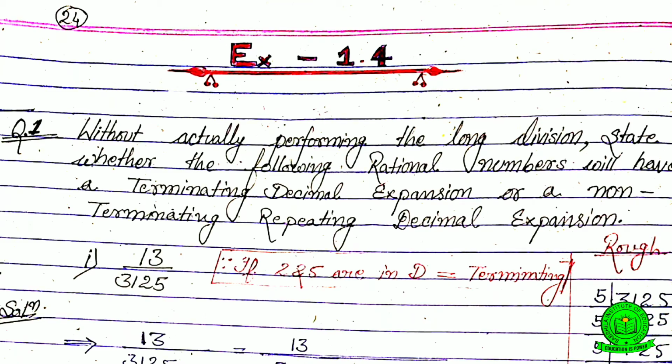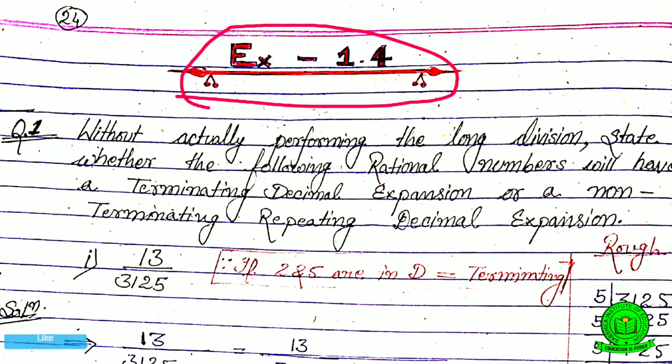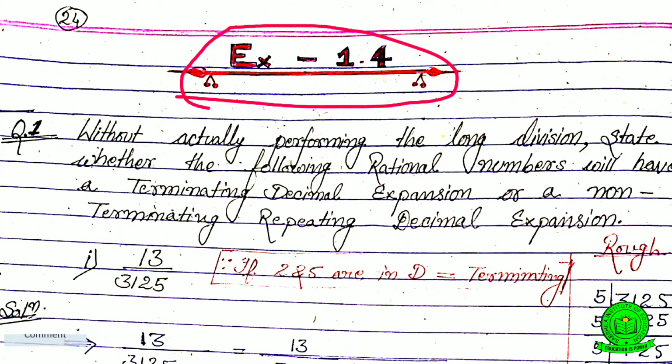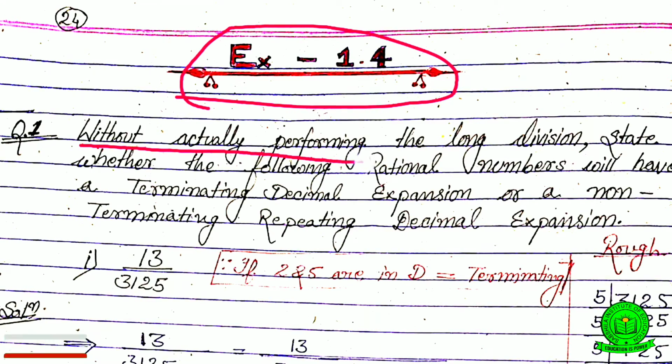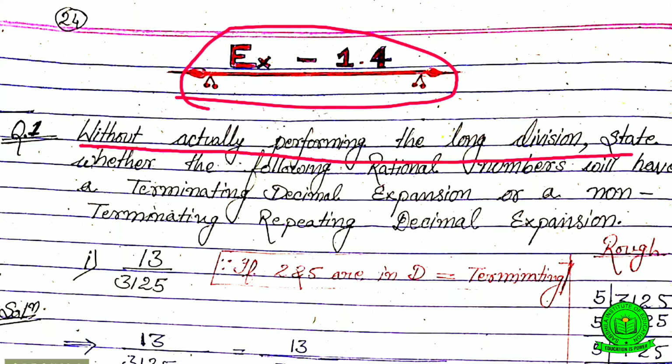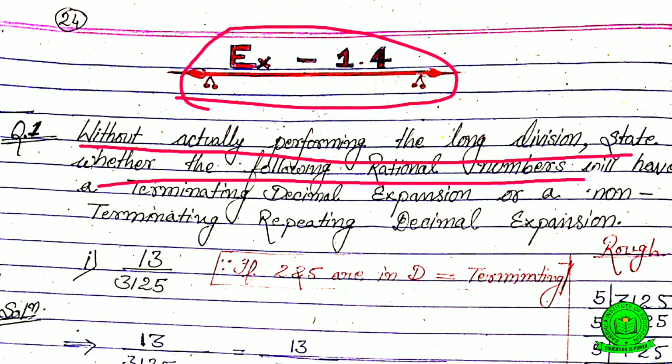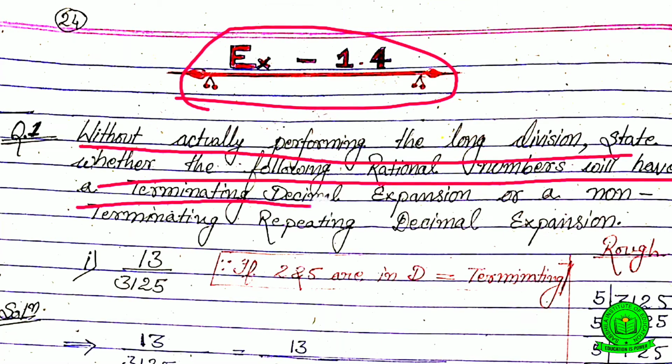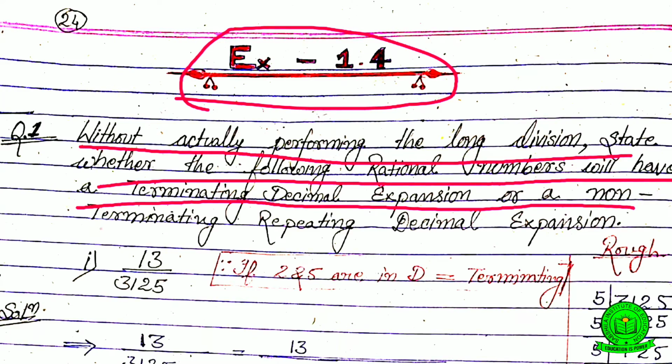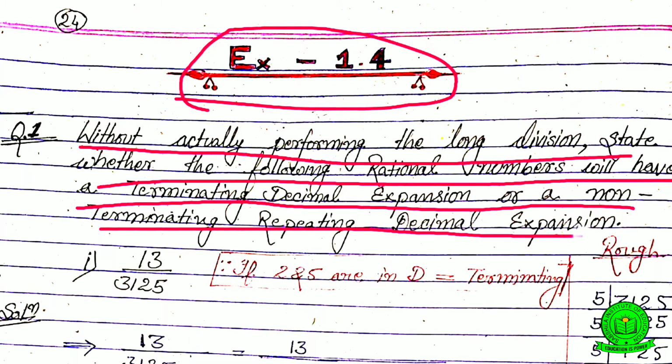Now let's start the solution of exercise 1.4. The question is saying that without actually performing the long division, state whether the following rational number will have a terminating decimal expansion or a non-terminating repeating decimal expansion.